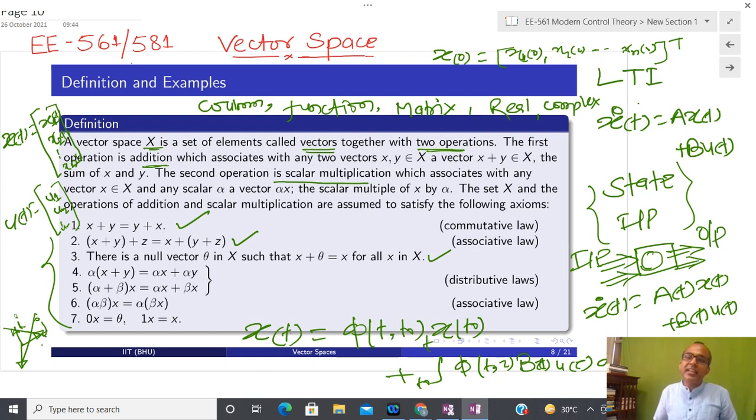A scalar can be selected from field theory. In the previous class we have seen that whenever we define a field, the addition operation should satisfy five axioms, and multiplication, except the zero element, which again is defined based on the space, will also satisfy five axioms. After that, they also satisfy the distributive property, which captures both operations, addition and multiplication.